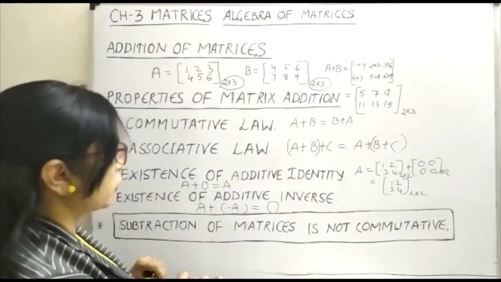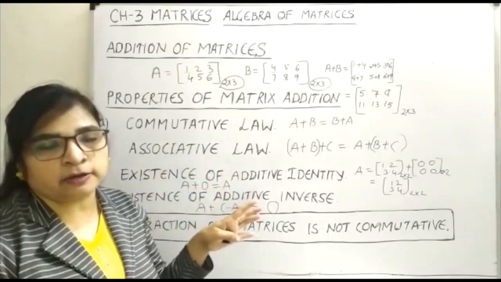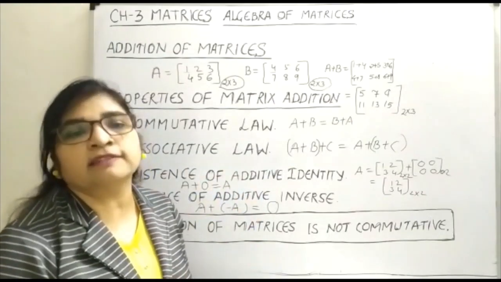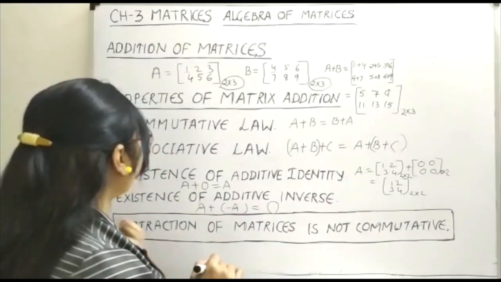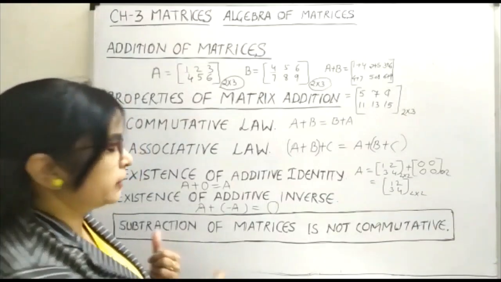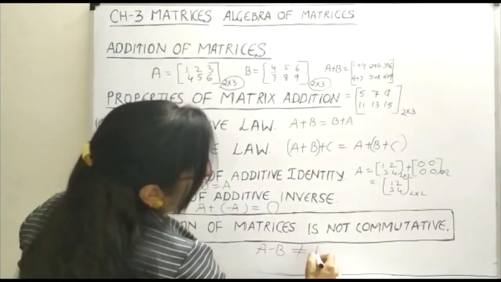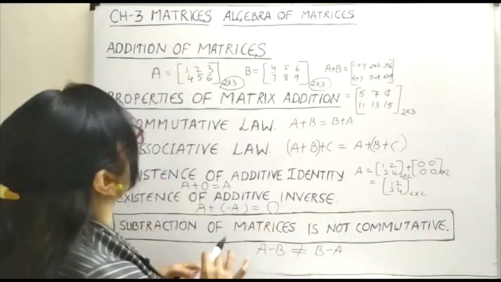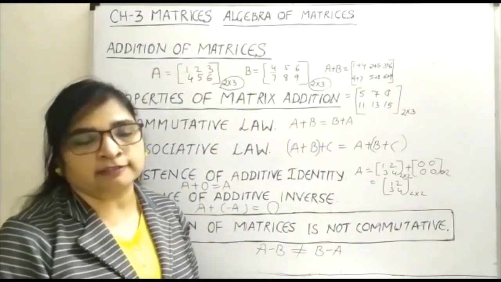Now one thing we should know here is that this is true only for addition. But what about subtraction? We know that in simple mathematics also, 2 minus 3 is not equal to 3 minus 2. The same thing is true for matrices. Subtraction of matrices is not commutative. That means A minus B is not equal to B minus A. So this is all about addition of matrices and its properties. Thank you.